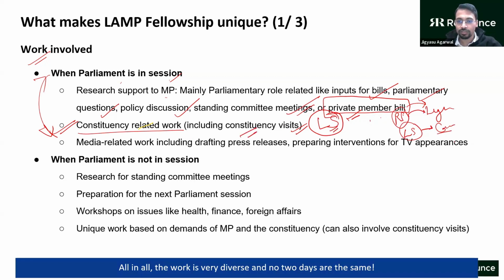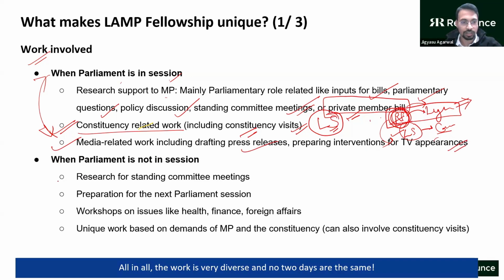You have your own perks whether you are working with a Rajya Sabha MP or a Lok Sabha MP, because the legislative exposure you get while working with a Rajya Sabha MP is incomparable. Then, there are some media related works, including, let's say, drafting press releases, preparing interventions for TV appearances, etc.